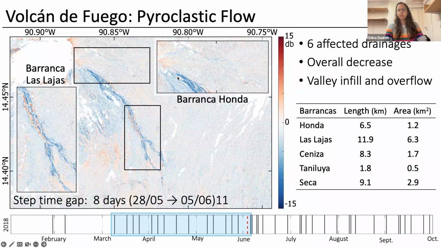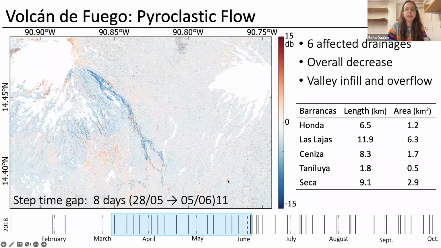In addition to being able to see some of these changes in the pyroclastic flow, by producing these longer time series maps, we saw this more subtle feature as well on the southern flank, where you can just about see what seems to be a slight decrease in the radar backscatter, which we think is associated with some of the ash fallout that occurred during the initial eruption.